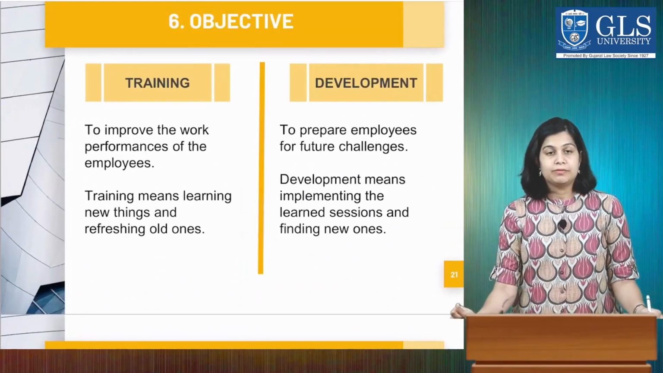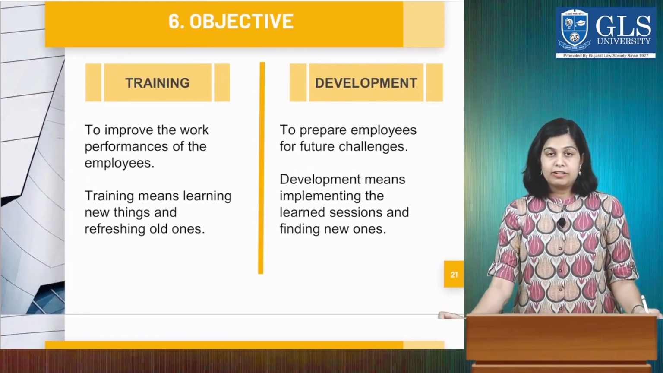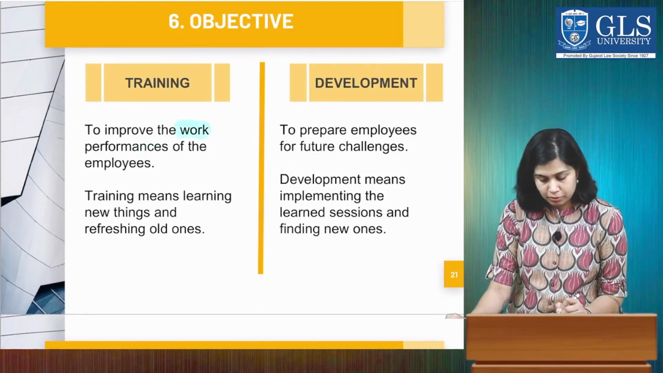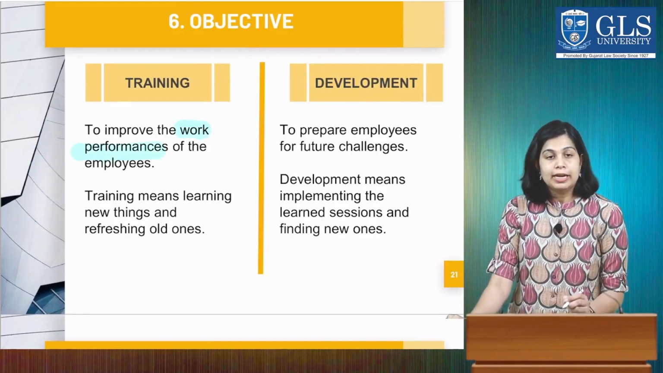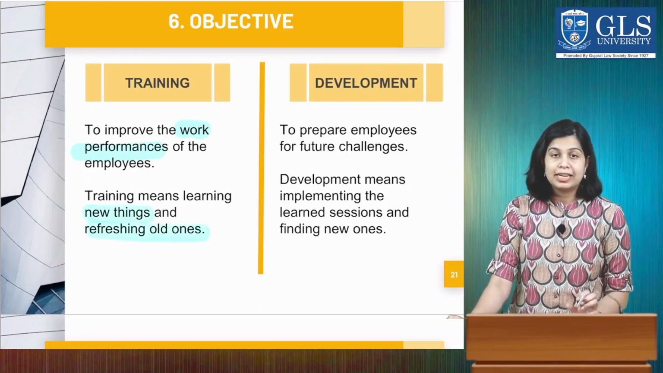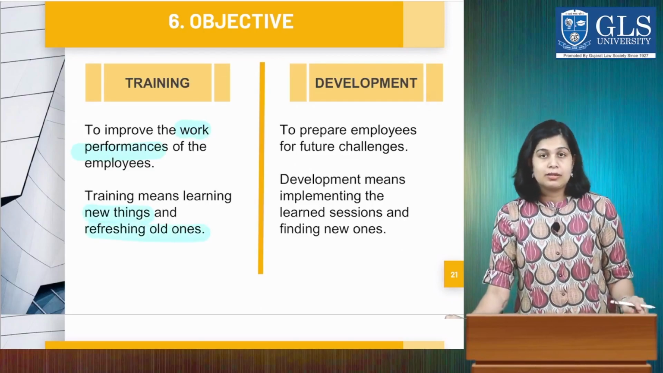The objective. Why do we give training? For immediate work, right? So to improve the work performance of the employee. It means learning the new things and refreshing old ones. This is again important: learning new things, refreshing old ones.